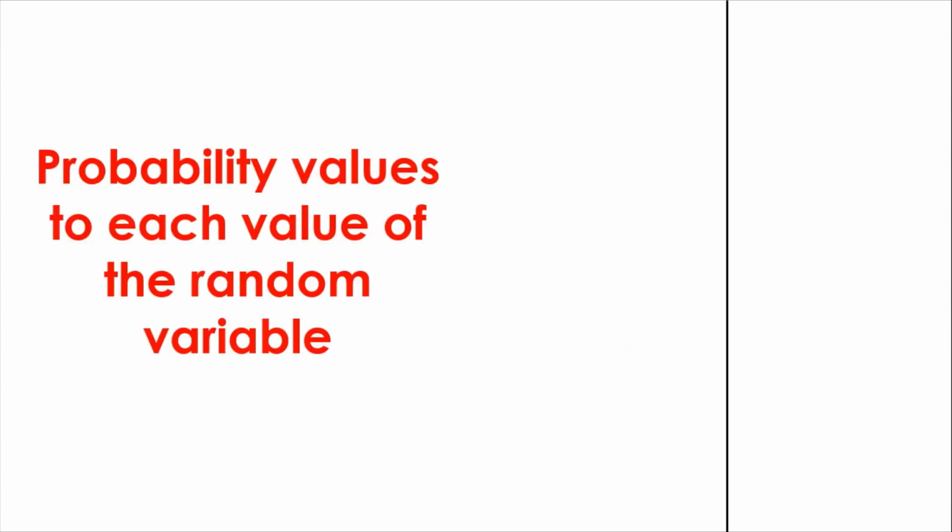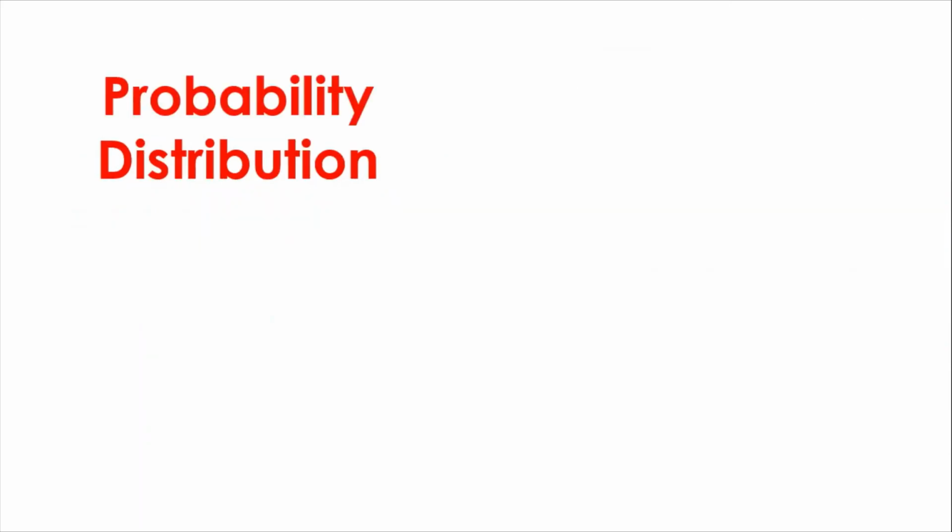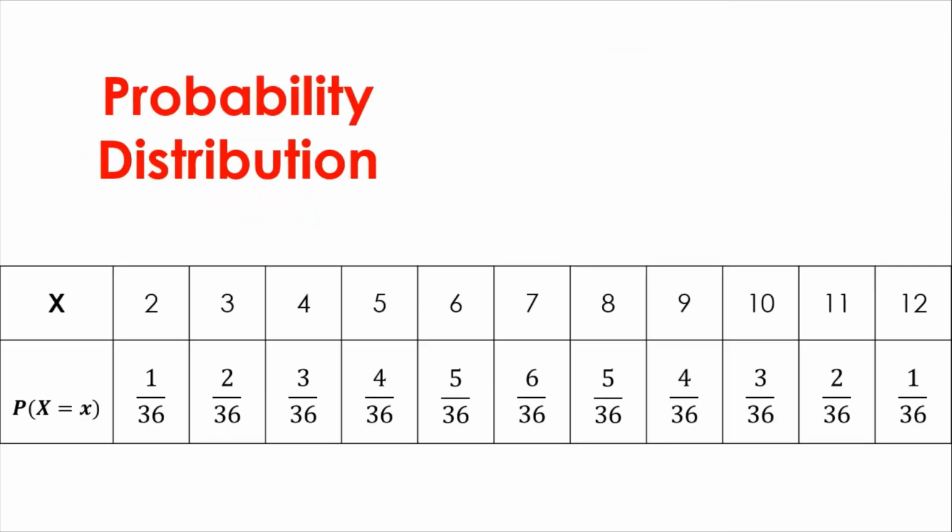This next table shows the probability of each value of the random variable. The probability of getting a sum of 2 is 1 out of 36 outcomes, which is the same probability of getting a sum of 12. We can see that there is more chance of getting a sum of 7, which is 6 out of 36. Therefore, this is now the probability distribution of the sum of the numbers when a pair of dice is tossed.